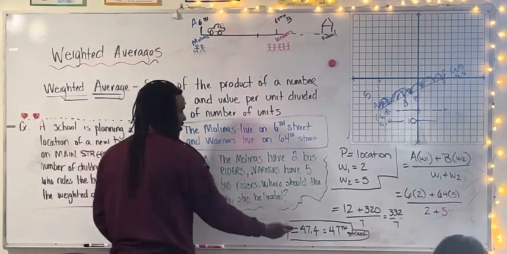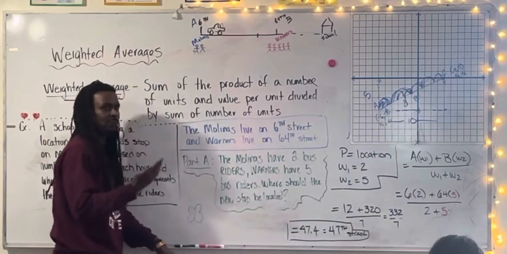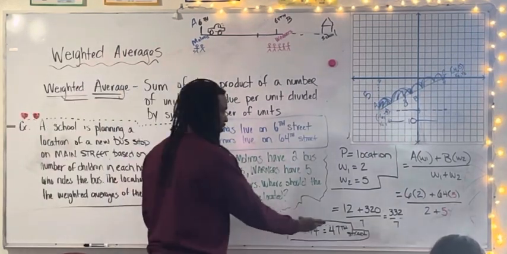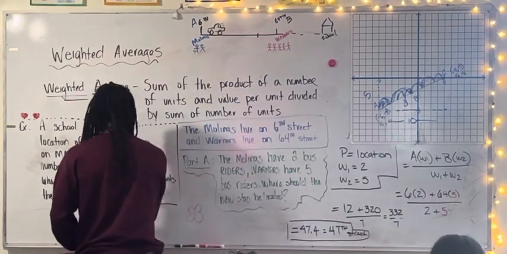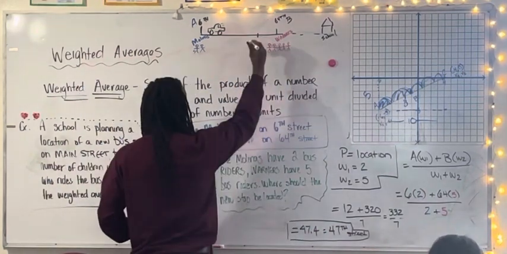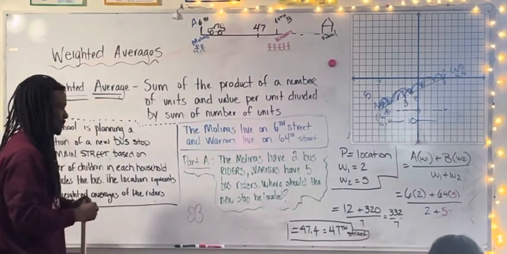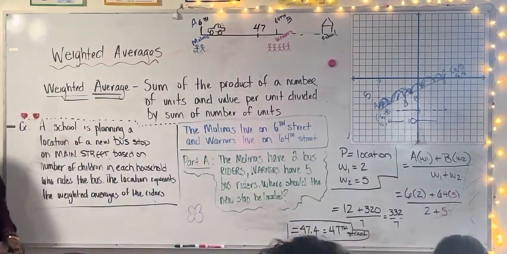So when you divide that, you're going to get decimals, but you got to round. When you divide that, you get 47.4. What's 47.4 round down to? We put it on 47th Street. So you know your answer is going to be, the next bus stop will be on 47th Street. That's it, gang.